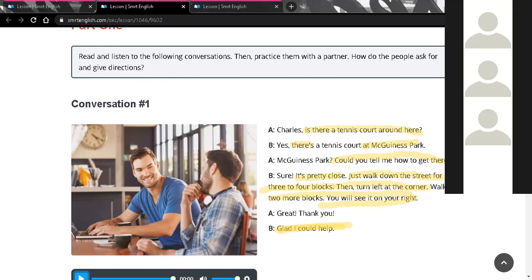For example, the expression "it's pretty close" means que está muy cerca. If you say, oh, it's pretty close, it means that it's around, like near. Just walk down the street, which means go straight for 3 or 4 blocks. O sea, sigue por la misma calle for 3 or 4 blocks, turn left at the corner and walk 2 more blocks. You will see it on your right. You will see it. Lo verás a la izquierda, a la derecha. Great, thank you. And this is a very common expression when you help someone to get somewhere: glad I could help. Okay, let's go to the next conversation.